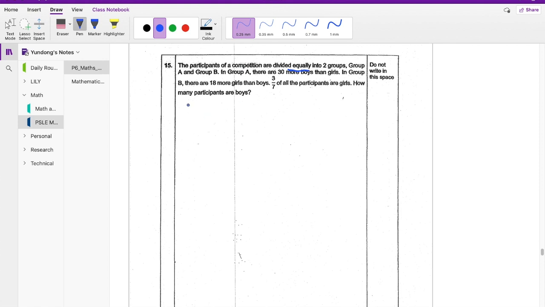So we know that there are two groups, group A and group B. The numbers are the same, and each includes boys and girls. Within A, boys are 30 more than girls, and in B, girls are 18 more than boys. So they ask how many participants are boys.